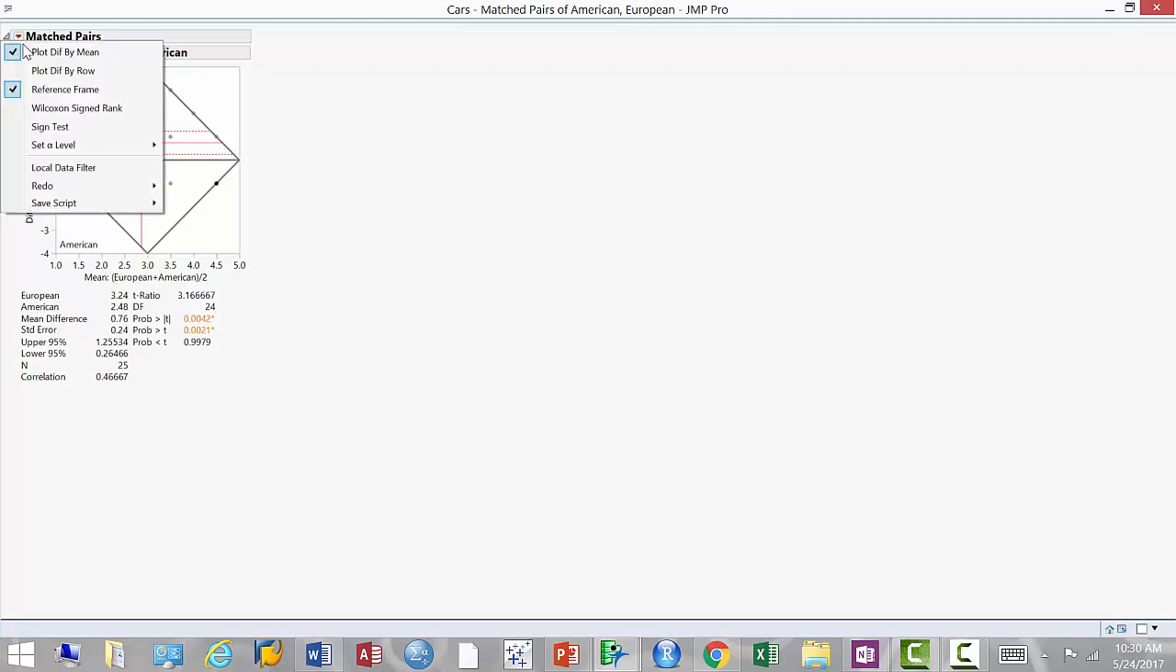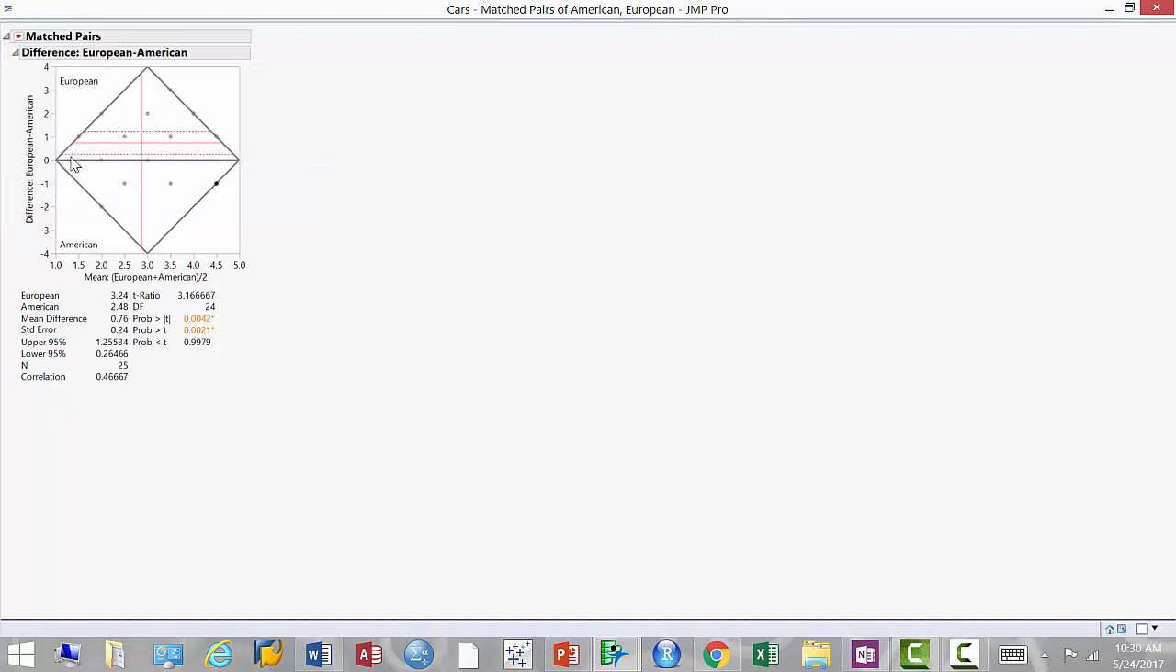So the sign test, I have to pick it up from the menu, from the red triangle menu. So here's the sign test. Let's go ahead and pick it up, and there it is, okay?